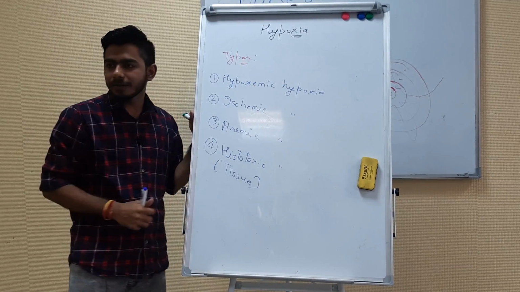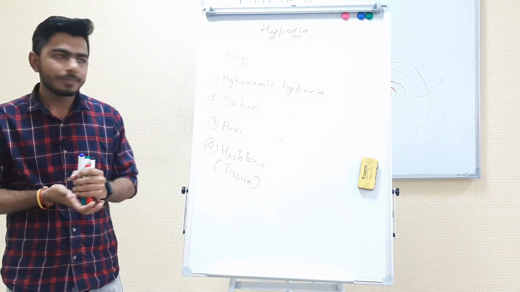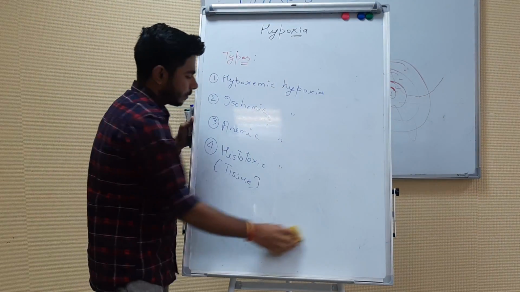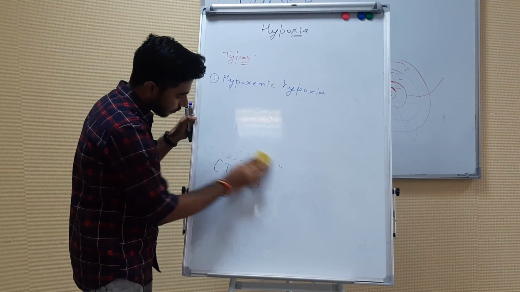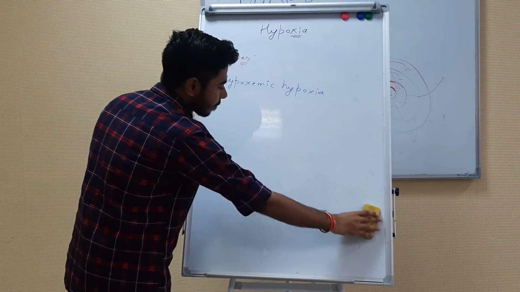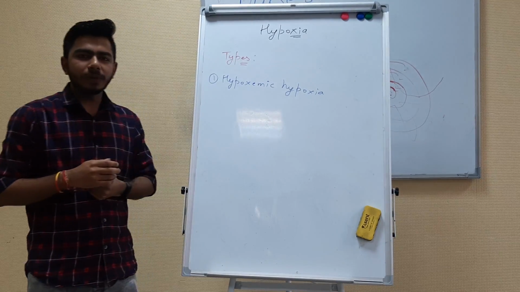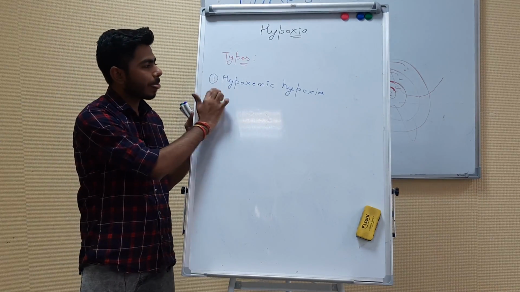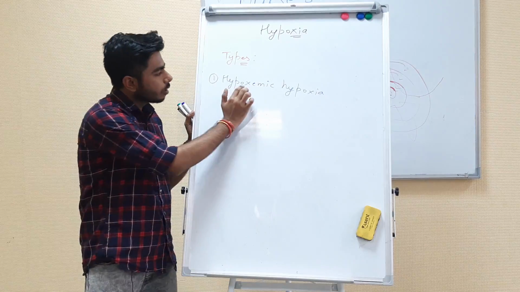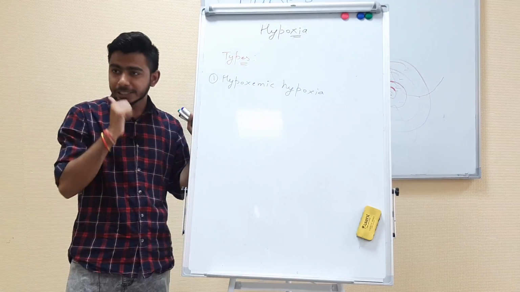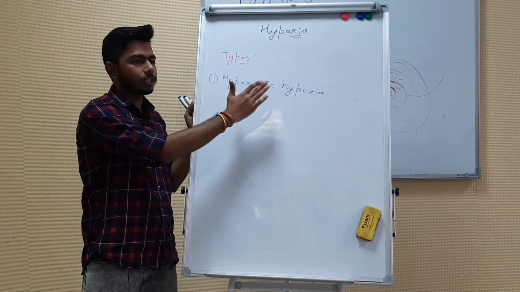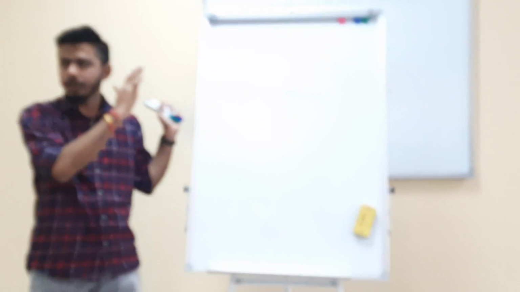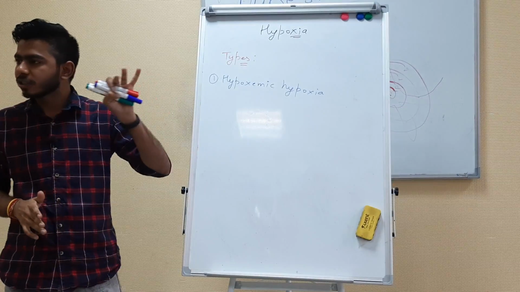So I will start with the hypoxemic hypoxia. So what does it mean, hypoxemic hypoxia? Hypo means low, ox is oxygen, and emia means blood. So this is a low amount of oxygen inside the blood. That's it. This is hypoxemic hypoxia.